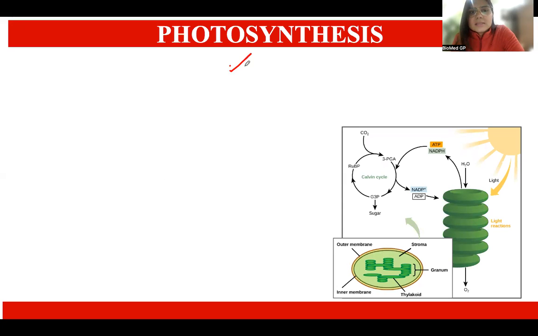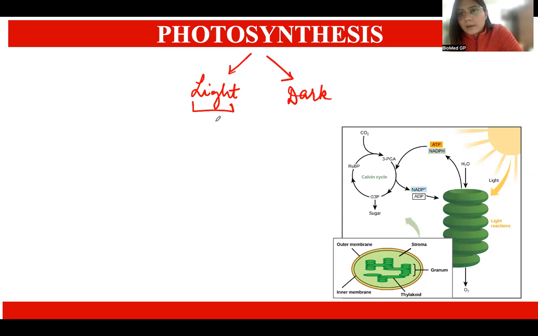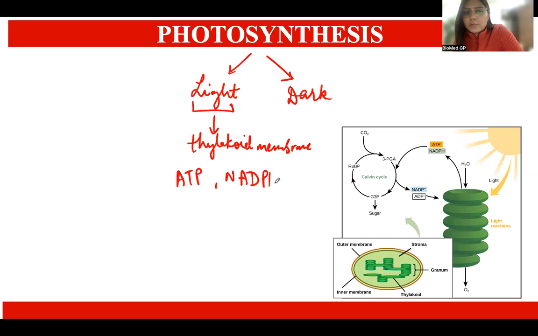So photosynthesis has been primarily divided into two types of reactions. The first one are the light reactions and the second one are the dark reactions. Light reactions we've already discussed, where we saw that these reactions are dependent on light and happen in the thylakoid membrane. At the end of the light reaction, certain high energy molecules such as ATP and NADPH are produced. And these are the ones that are then used by the dark cycle in the stroma. So let us try to understand all this now.